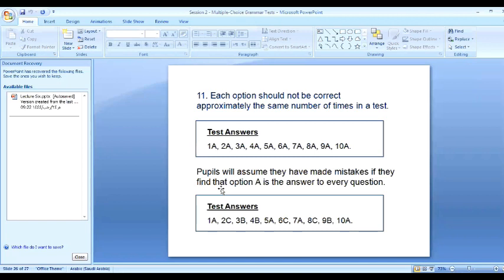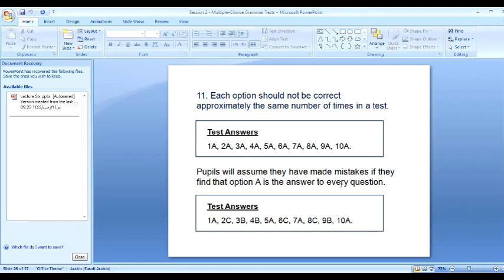Okay. So each option should be correct approximately the same number of times in a test. For example, you find that number 1 is A, number 2 is A, number 3 is A, number 4 is A, number 5 is A. Pupils will assume they have made mistakes if they find that option A is the answer to every question. So in this case, it's also a problem. There should be a variety in the test answers. If number 1 is A, number 2 should be C, like this, variety.